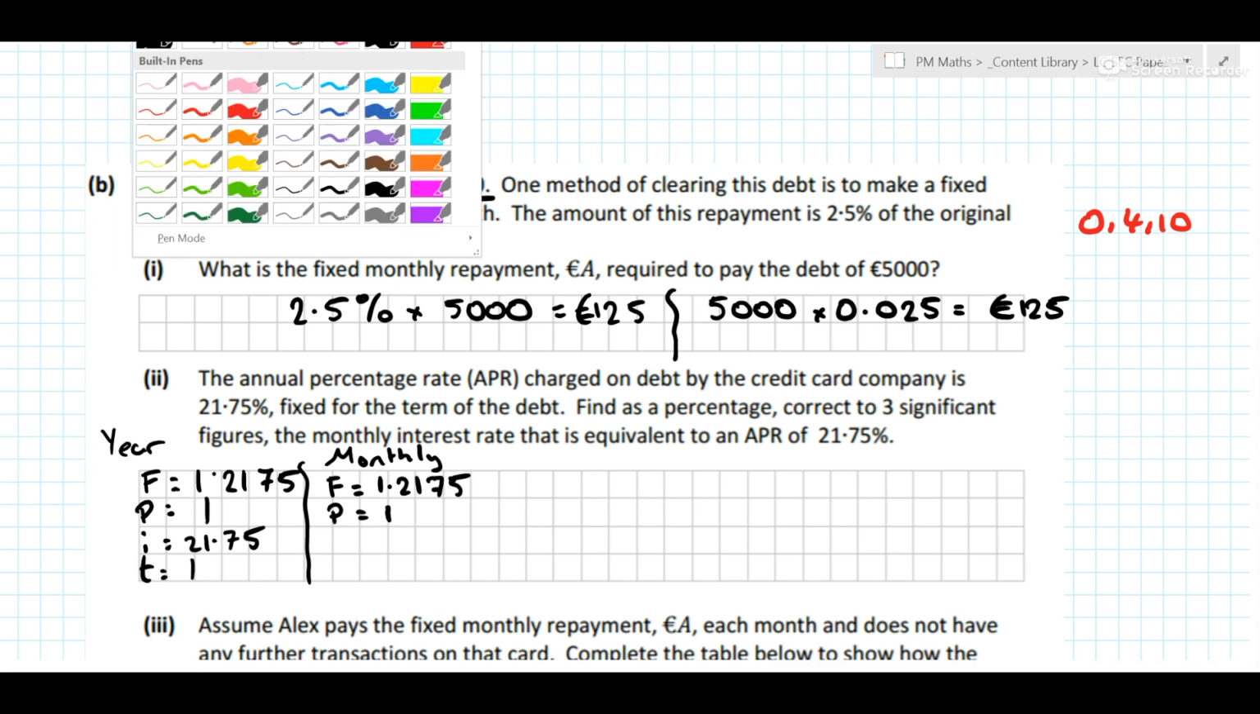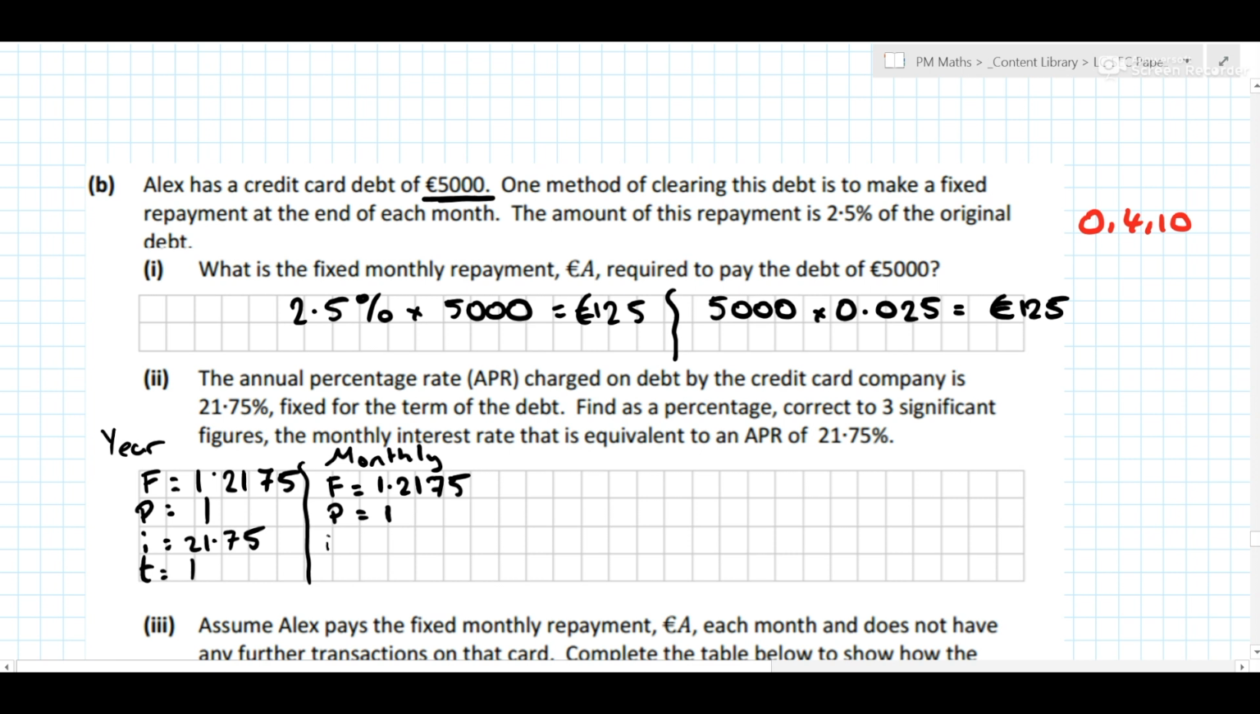We don't know what the interest rate is, and we want it to be compounded monthly. So now applying this into our compound interest formula, 1.2175 is equal to (1 plus i) to the power 12. Now we are just looking for that i.